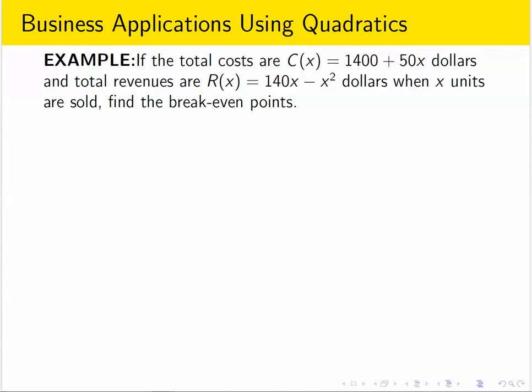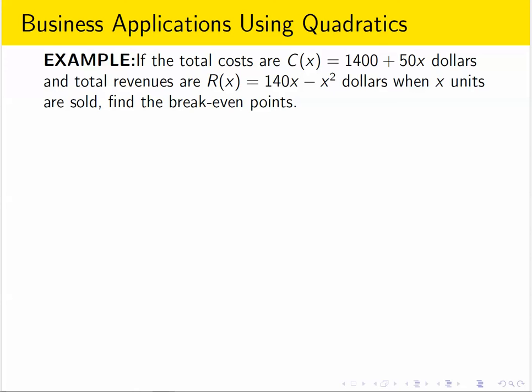So here's an example. If the total cost of production is given by this function c of x, and the total revenue is described by this function r of x. The units of these functions are dollars, and x represents the number of units sold. We're going to use these functions to figure out the break-even points.